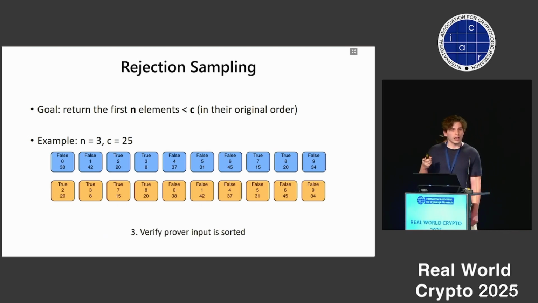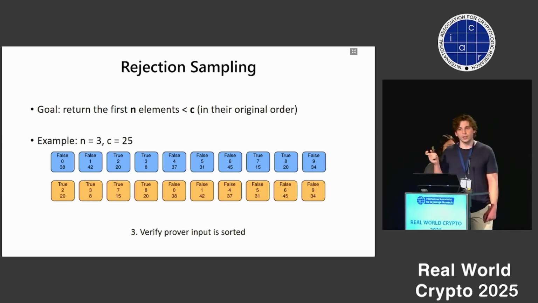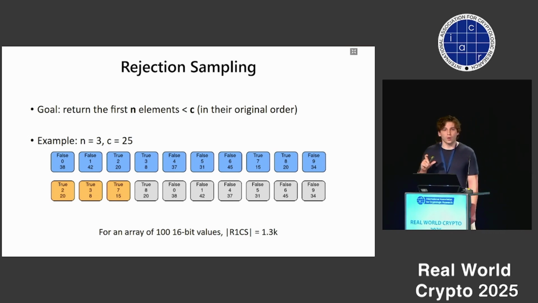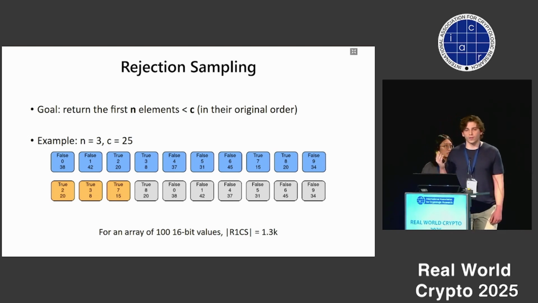Then we have to verify that what the prover gave us is actually sorted. And again, with range checks, this is just a matter of checking that the difference between adjacent elements is non-negative. And then we have to verify that what the prover gave us is a permutation of the original array. And we'd use basically a standard technique here where we encode the values as the roots of a polynomial and then do a polynomial identity test. After that, we can just take the first n elements of the sorted version, and that is our solution to rejection sampling. So for 100 16-bit values, this costs about 1,300 R1CS constraints, and considering we're doing this on the output of a very expensive hash, this effectively becomes a rounding error.